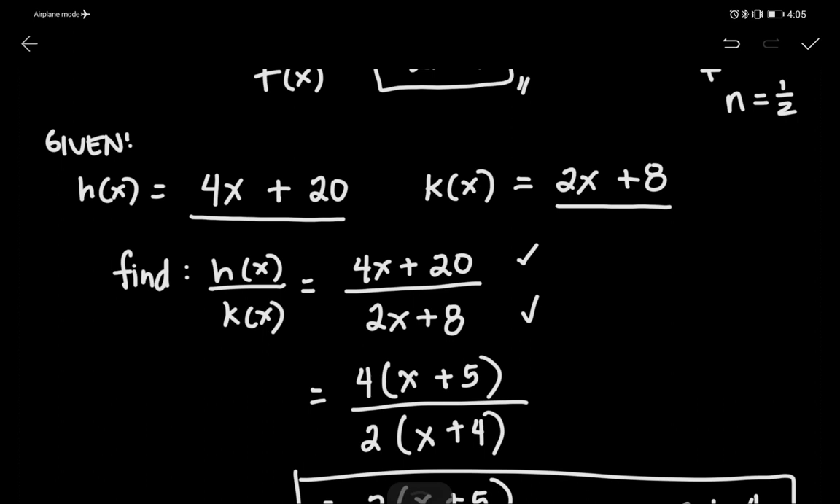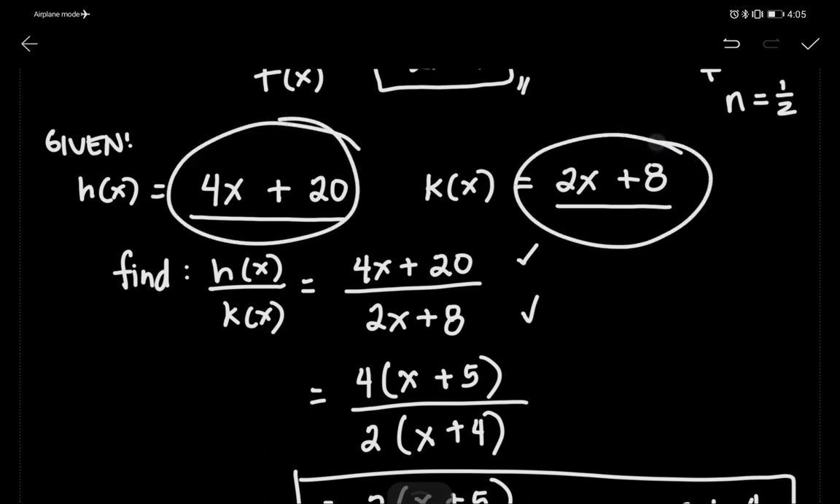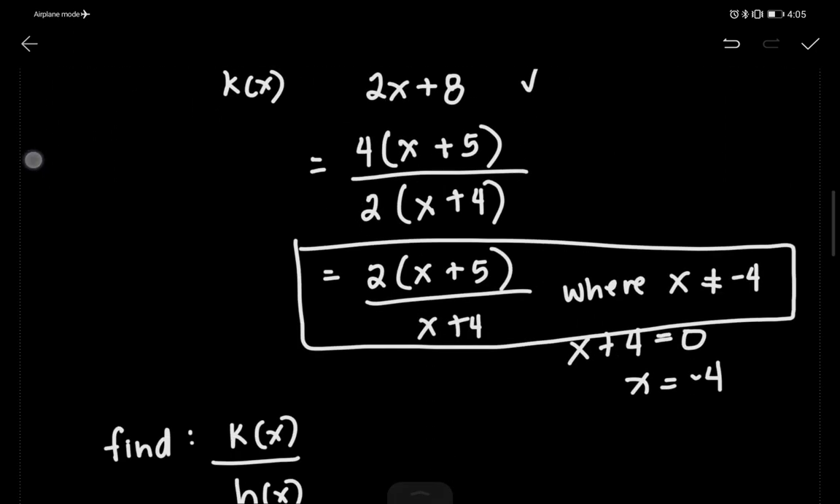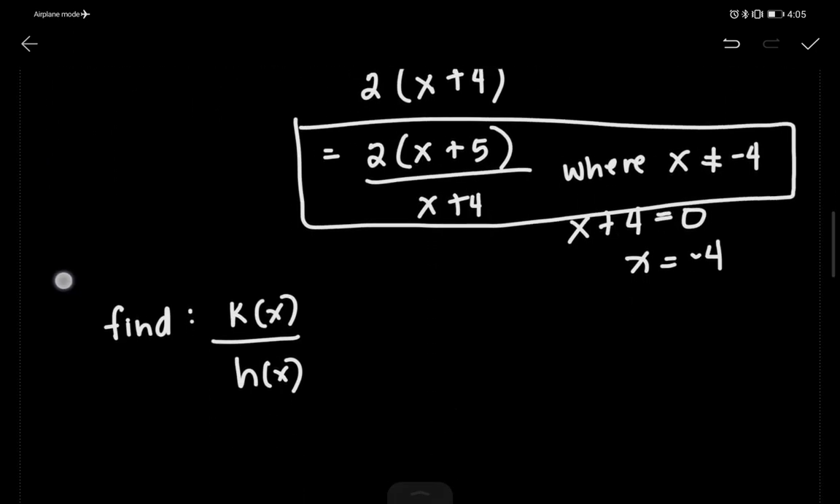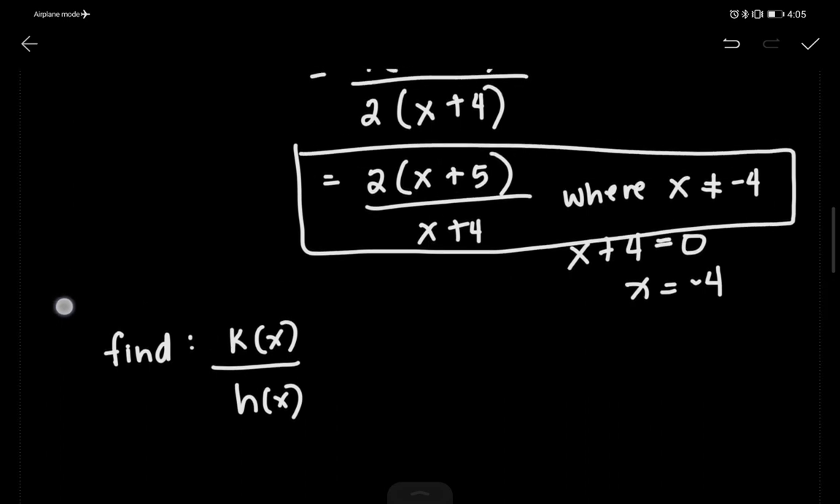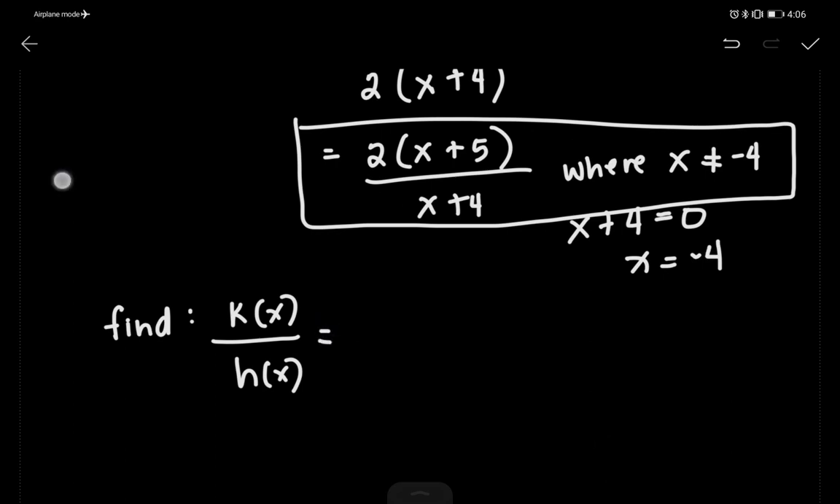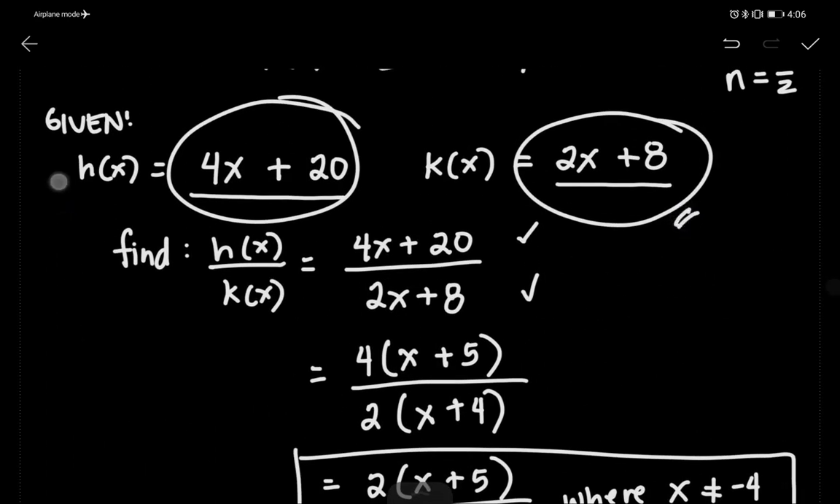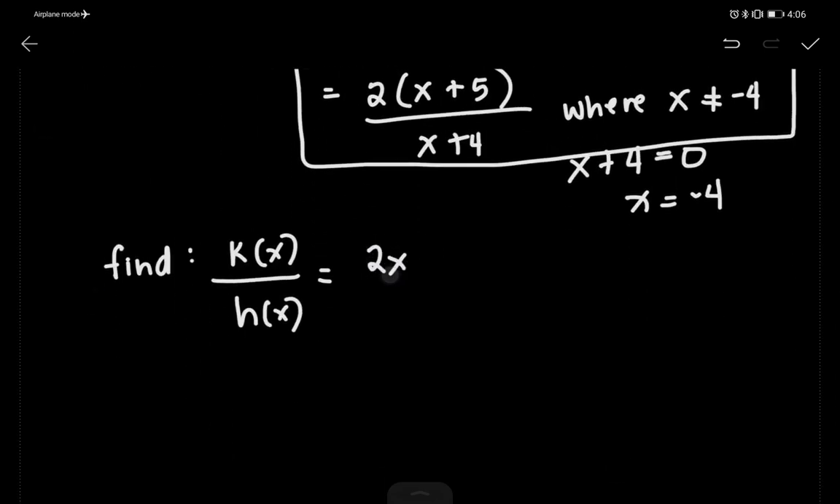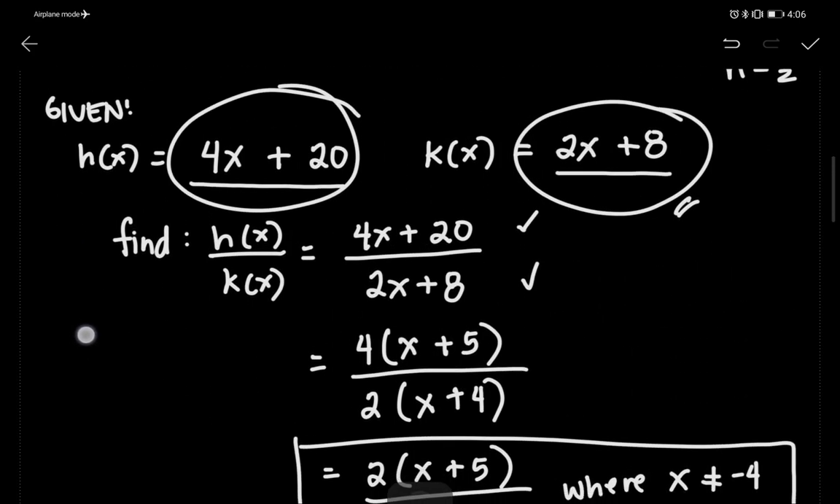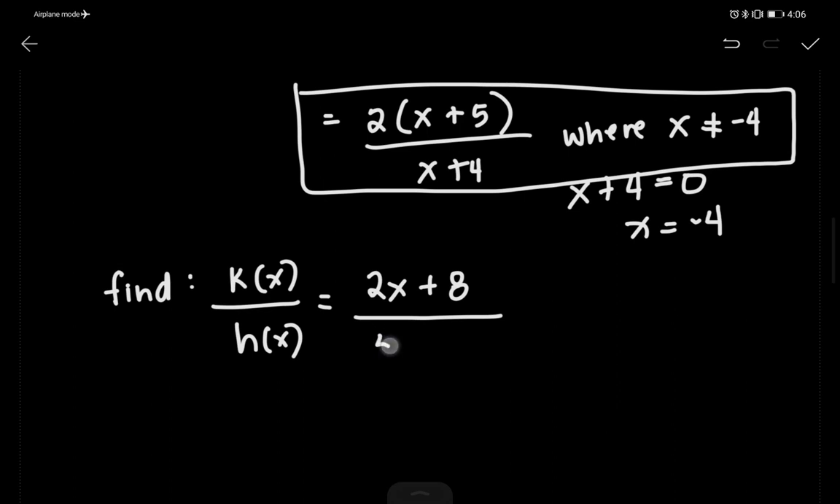Okay, so with the same given functions, h of x, which is 4x plus 20, and k of x, which is 2x plus 8. So this time, let us find the value of k of x divided by h of x. Do they have the same answer? So let us check. Same as usual, we are just going to substitute the value of our k of x. So our k of x is 2x plus 8. So we have here 2x plus 8, and our denominator, which is h of x, in the form of 4x plus 20. So this is 4x plus 20.